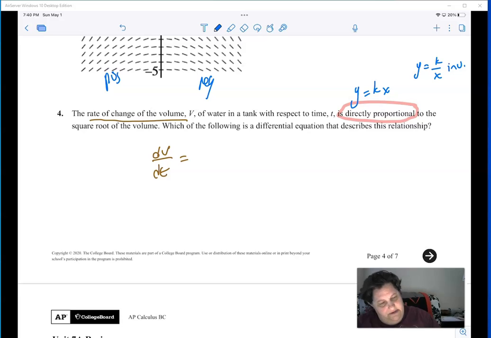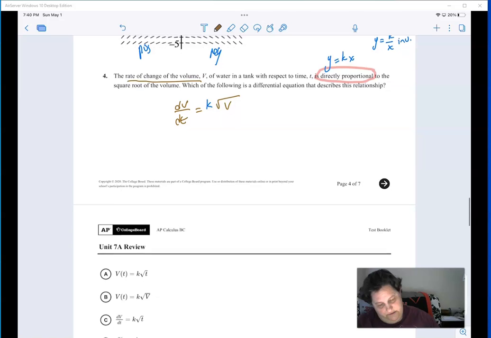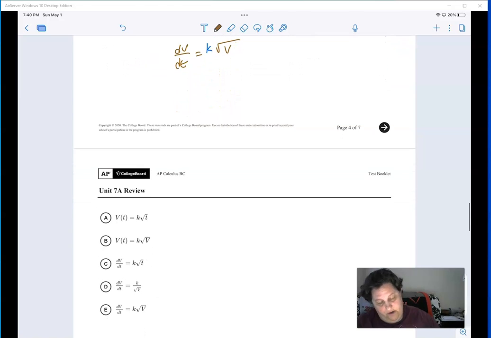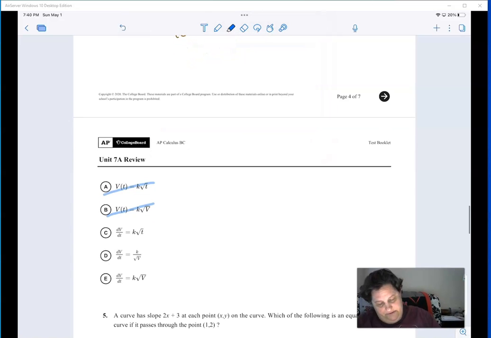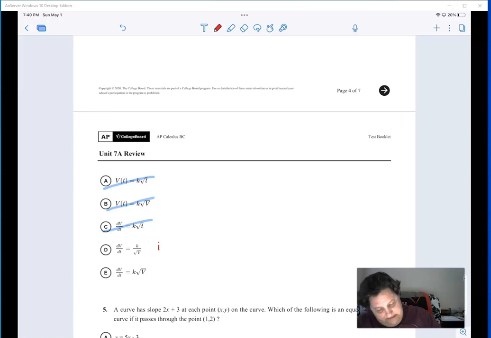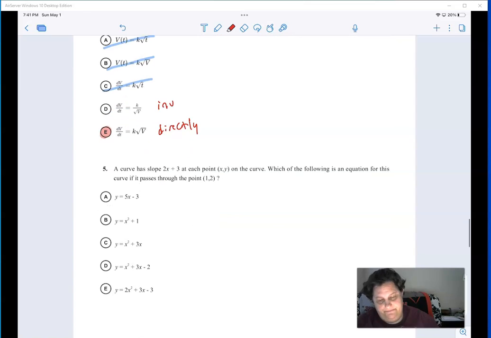So dV/dt is directly proportional, I'll just use k, to the square root of the volume, which is a differential equation. Hopefully you would go, definitely neither one of those. Square root of volume, not square root of time. And then the difference between these two: this is inversely proportional, this is directly proportional. You just kind of have to know. There you go, that's direct. All right.